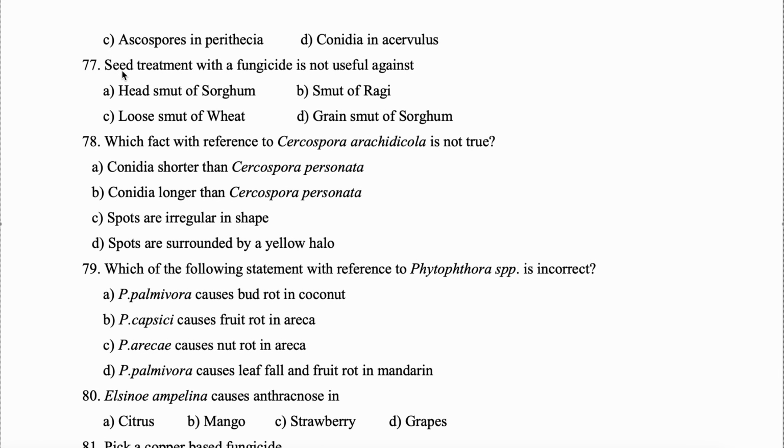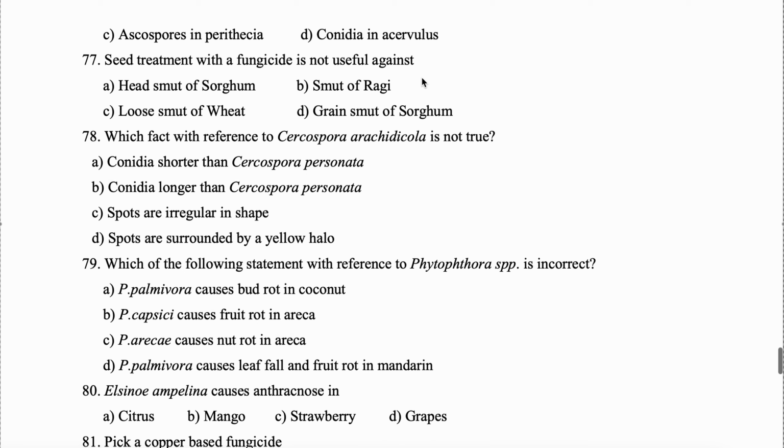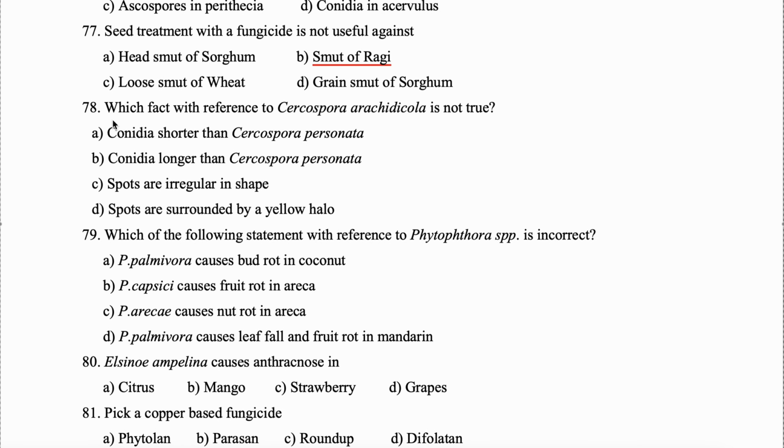Question 77. Seed treatment with a fungicide is not useful against smut of ragi. Question 78. Which fact with reference to Cercospora arachidicola is not true? The answer is conidia shorter than Cercospora personata. Cercospora arachidicola and Cercospora personata both are the pathogens of early and late tikka of groundnut.